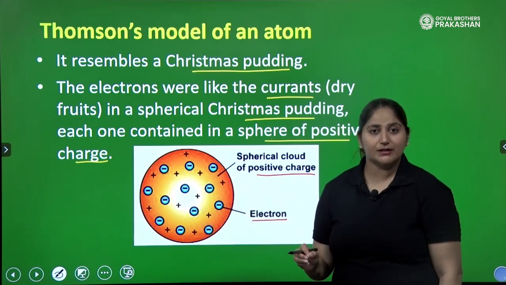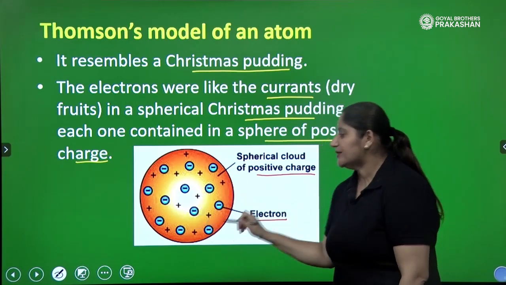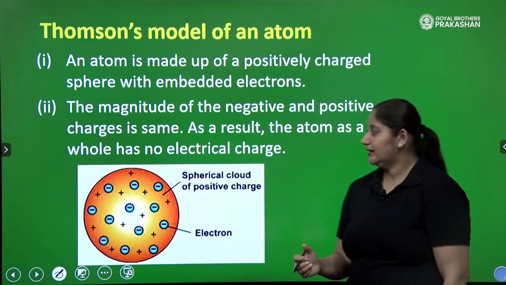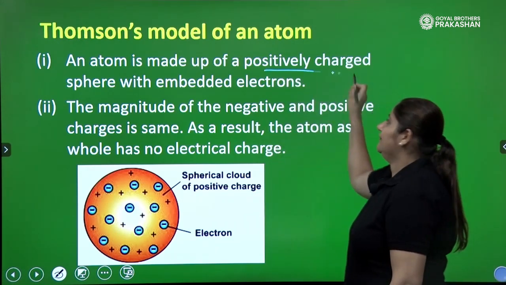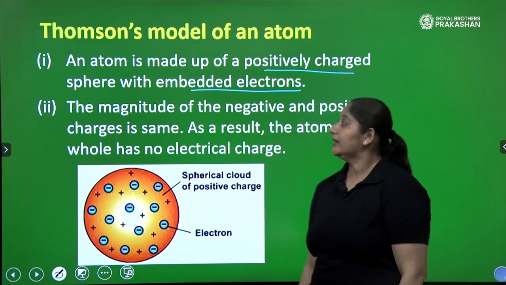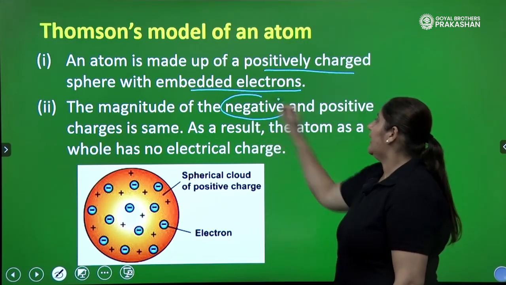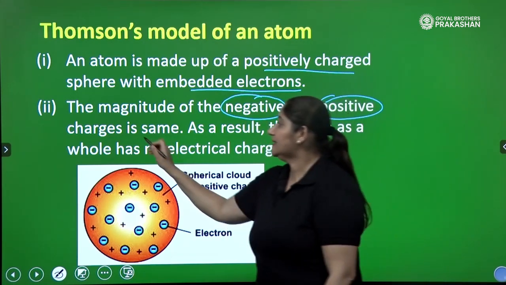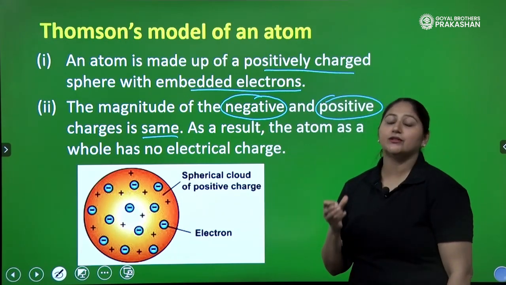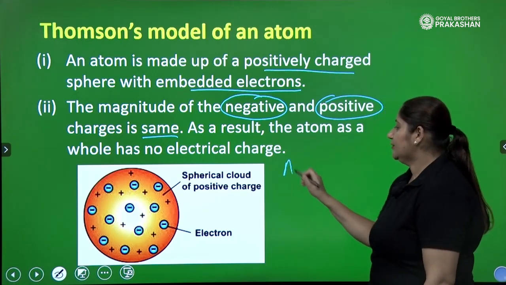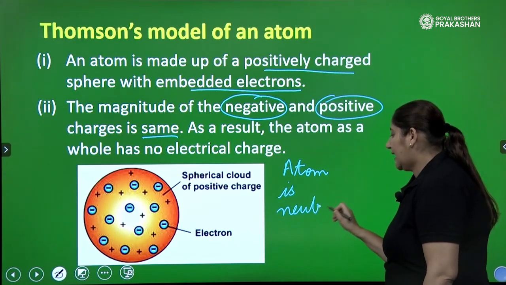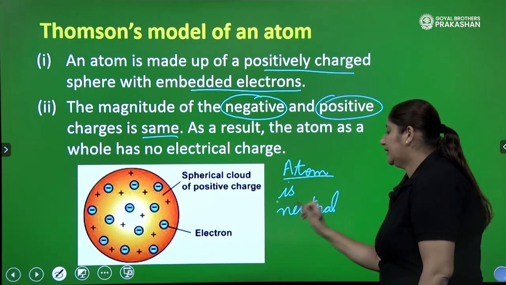One more important point he mentioned is that the number of positive charges will be equal to the number of negative charges. What are the postulates given by it? He said that atom is made up of a positively charged sphere with embedded electrons. The magnitude of negative and positive charges is the same. As a result, the atom as a whole has no charge. Atom is neutral.